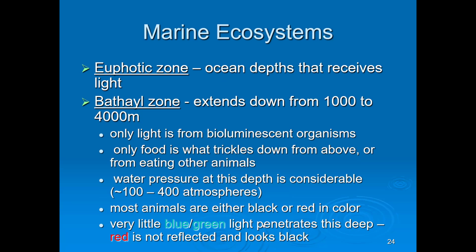Okay, the euphotic zone is the ocean depths that receive light, so now we're going from top to bottom. That is going to be the place where you have the most productivity. Then you have the bathyal zone. It's kind of called the twilight area. The only light is from bioluminescent organisms. You largely only eat whatever falls from above.